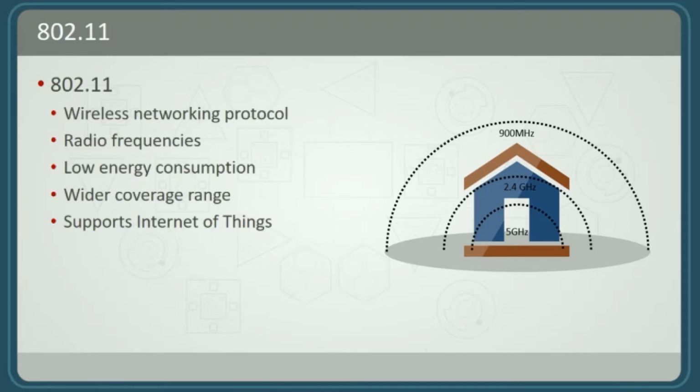So it has now been refined into A, B, G, N, and things along those lines, and we'll talk about those later on. But it is quite simply the process of using radio frequencies at low energy consumption to support a wider coverage range, including the Internet of Things. But we see the transmission bands that are used: 900 megahertz, 2.4 gigahertz, and 5 gigahertz, in essence, depending on the implementation and the application for this protocol. But of course, 802.11 is the familiar home internet type of communication that you find with wireless routers.